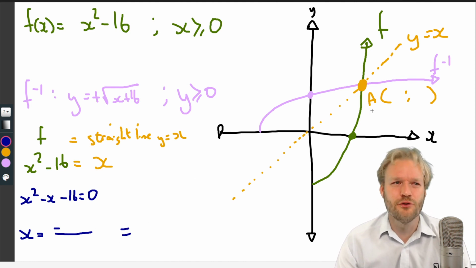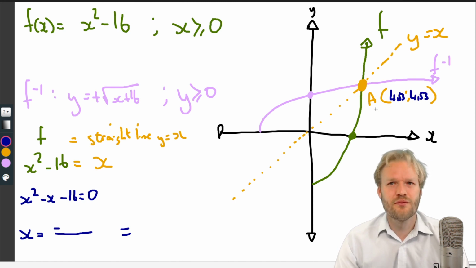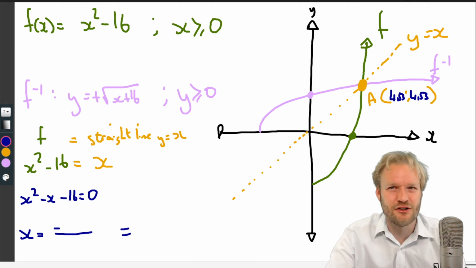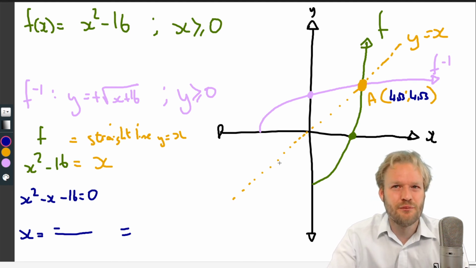I think there were 4.53 in each case. 4.53. Because we're not interested in the other solution. Remember, y equals x, so they're going to be the same. Okay, going to be a lot easier. Again, we're going to come back to this idea of this point of intersection, but it's just a whole lot easier if you make it y equals x.